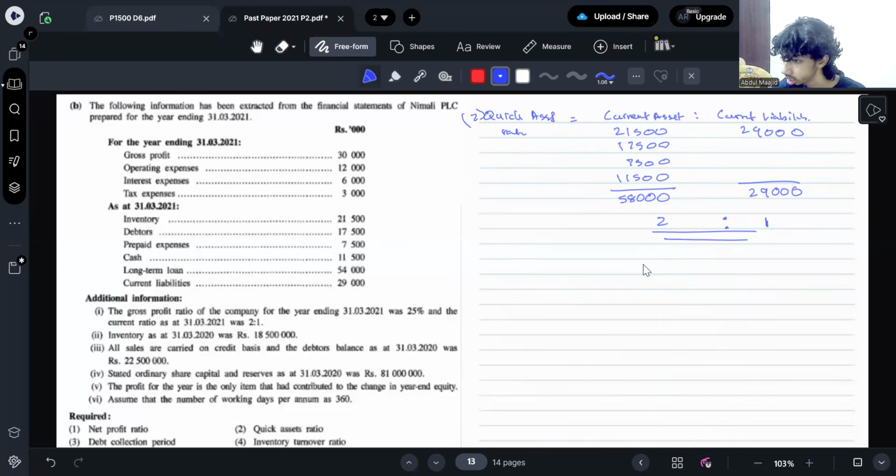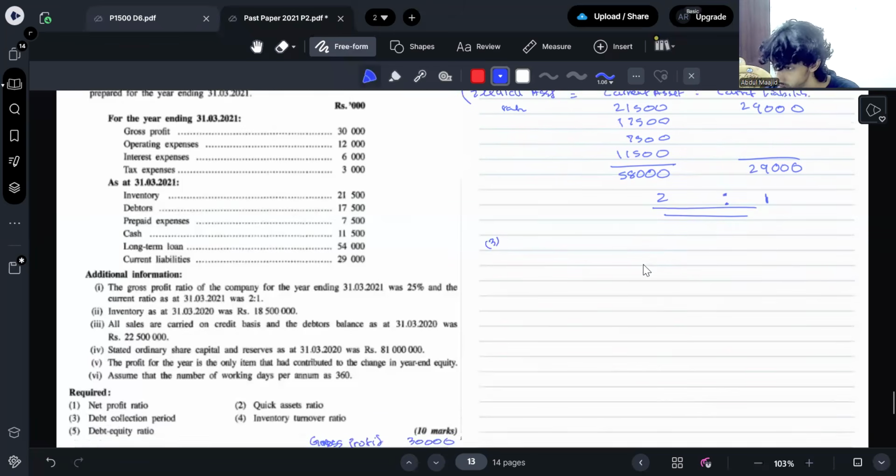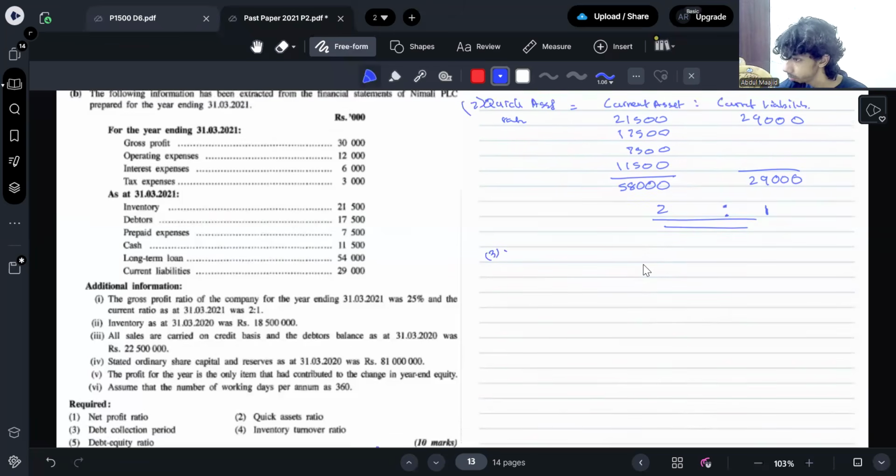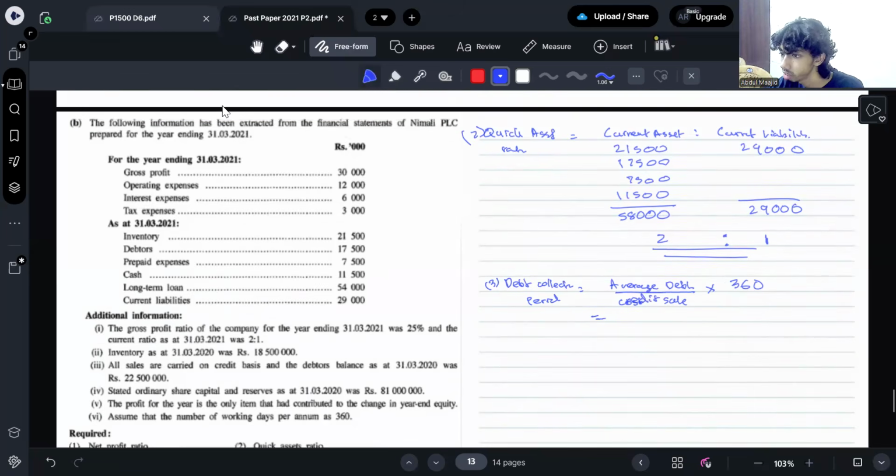And the third one is the debt collection period, not ratio, debt collection period. So debt collection period equals average debtor divided by credit sale into number of days in the year. Have they given an assumption? Assume the number of working days per year is 360. Average debtor will be opening debtor plus closing debtor divided by 2.